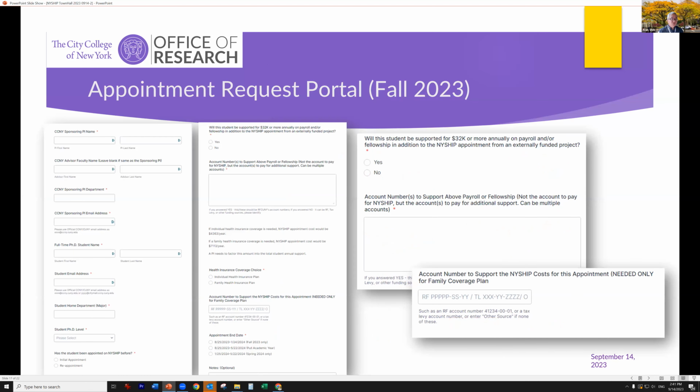So this is how the portal looks like. And if you already submitted students' information, you should be familiar with it. We certainly will take additional suggestions to make this portal cleaner, simpler, or more streamlined.